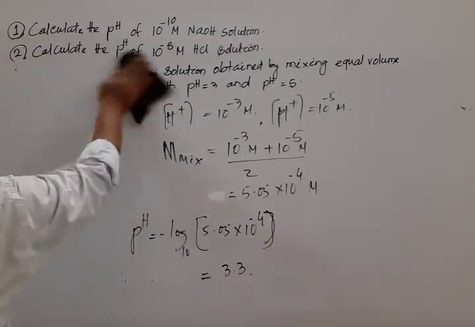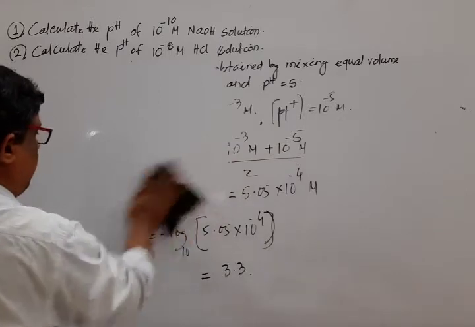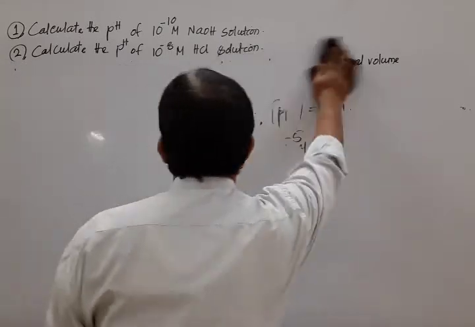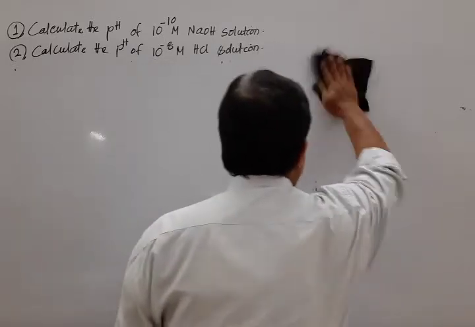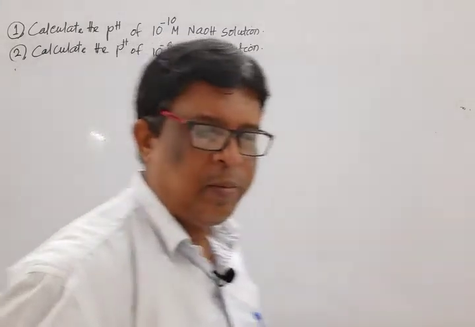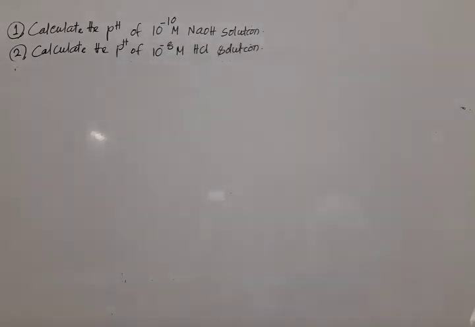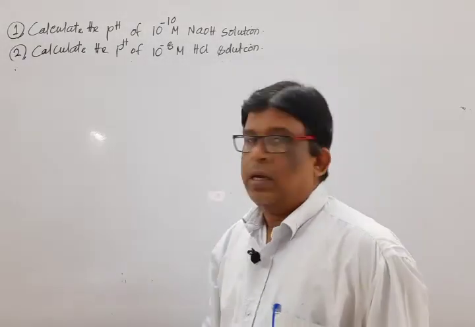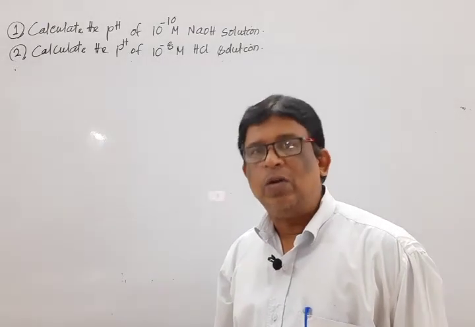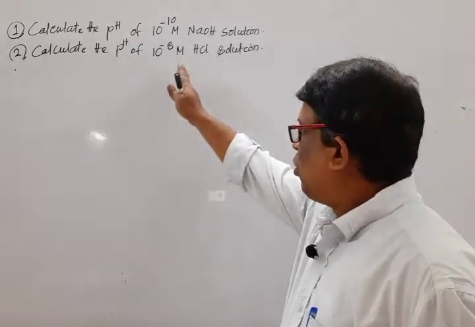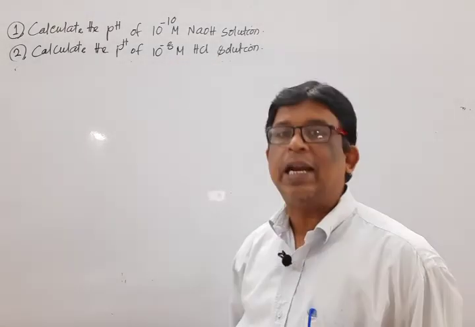What is the next question? Calculate the pH of 10 to the power minus 8 M HCl. Next question is an important one. Mark that. Sometimes, if the question is for a dilute solution, particularly for a dilute solution, never worry about it. If we normally apply here, HCl is there, 10 to the power minus 8.